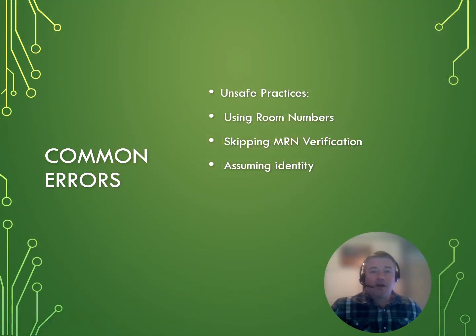Now, there are several common identification mistakes that nurses should avoid. These include relying on room numbers, skipping the MRN verification step, or assuming patient identity without verbal confirmation. Room assignments can change frequently, especially during admissions or during transfers, and should never be used as approved identifiers. Nurses should always pause and complete the full verification process before accessing the chart or documenting any sort of care. So preventing these mistakes is going to reduce the risk of patient harm, and it's going to overall improve our quality of care.